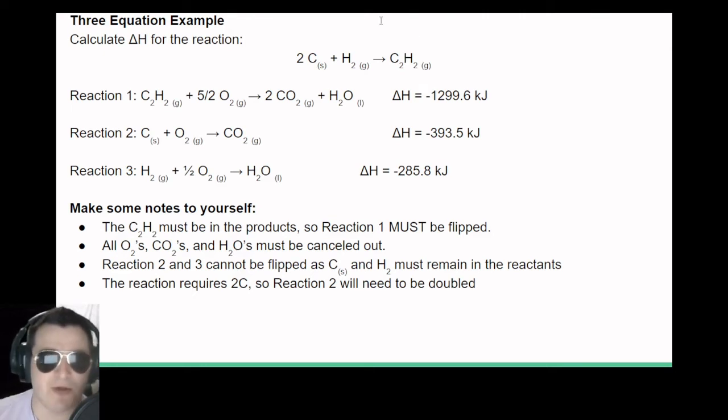Well, would you look at this? The only reaction that has C2H2 is on the reactant side. So that guy's going to have to be flipped no matter what. That's the first thing that I'm looking at. And then also, I got all these O2s and CO2s in these reactions, yet I got none of that in the overall equation, which means those have to cancel themselves out. So what alterations can we do?